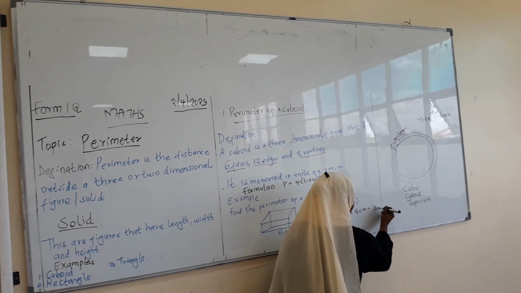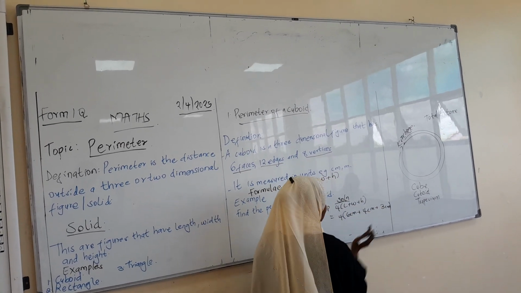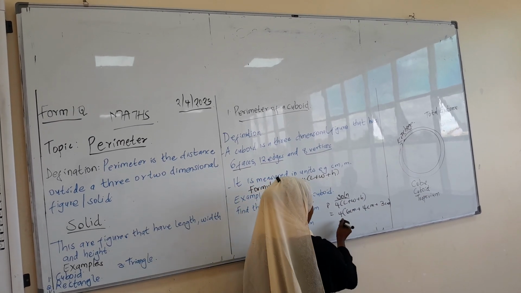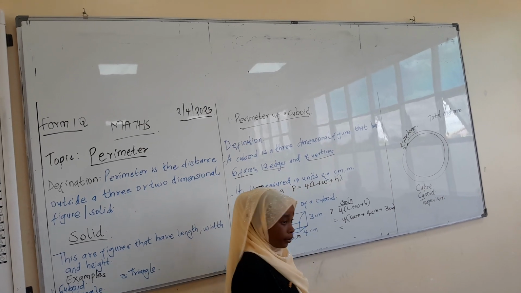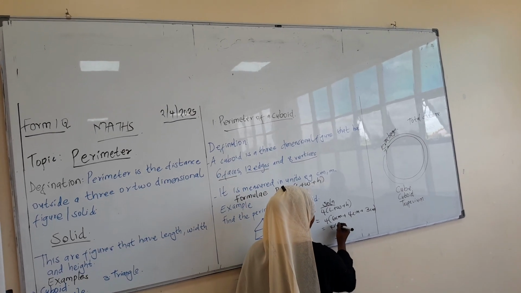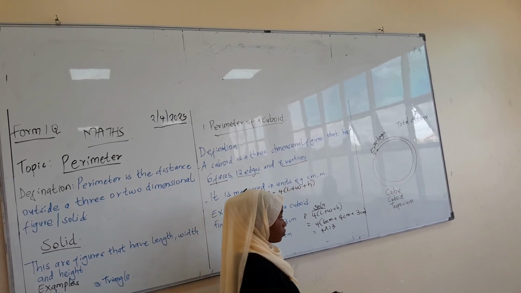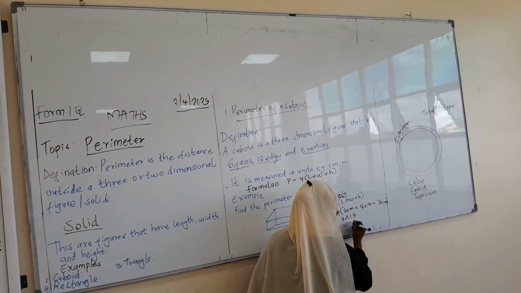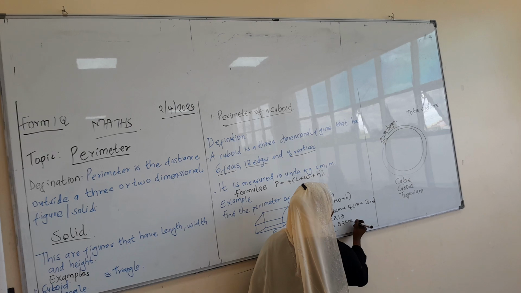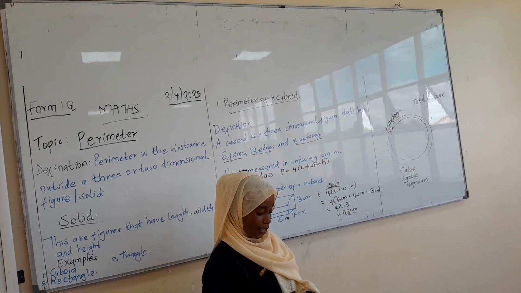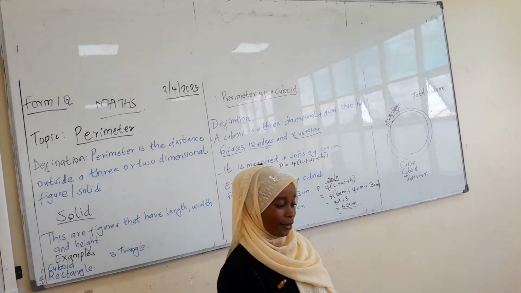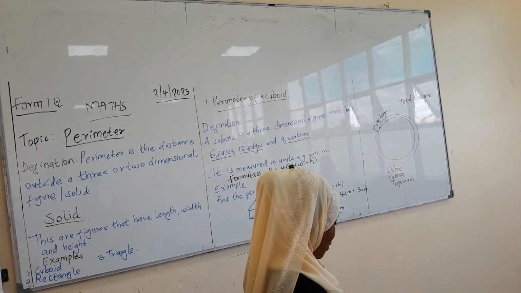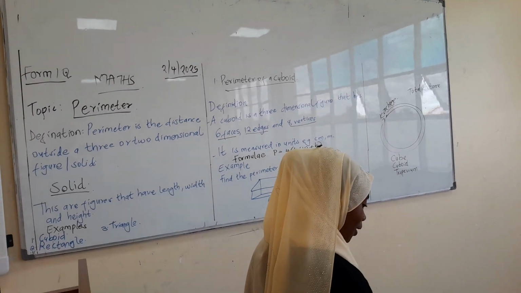So when calculating the perimeter of a cuboid, you add these 3. What do you get after adding 6 plus 4 plus 3? 13. Then you take 4 multiplied by 13. 52. Okay, so the perimeter of this cuboid is 52 centimeters. Have you understood? Yes. Okay.